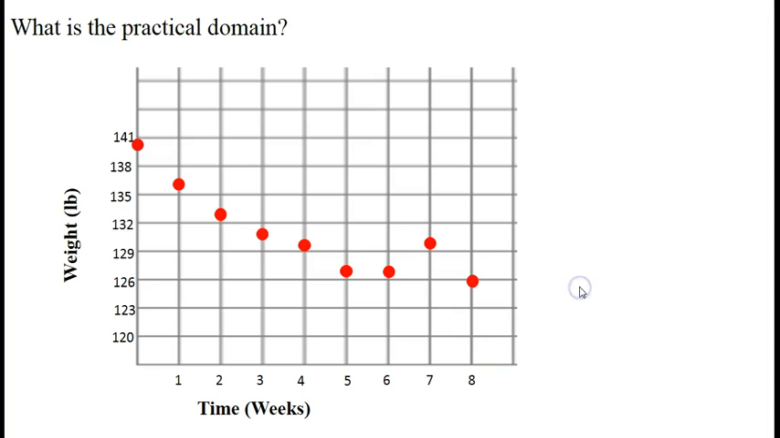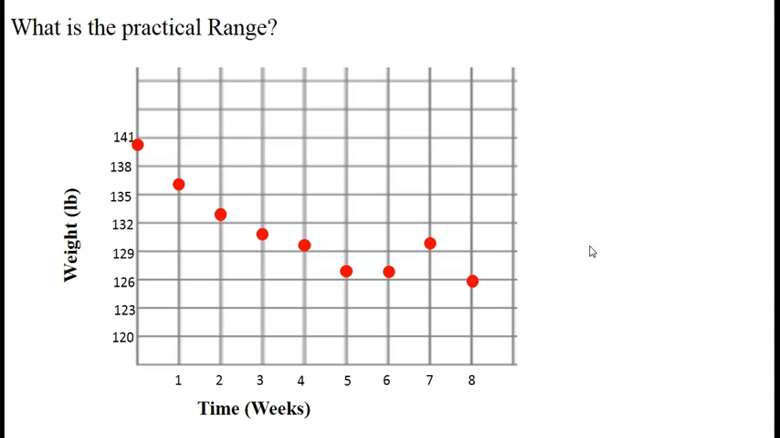All right. What is the practical domain of this? Remember that our domain is our x values. So from left to right, what is our domain? Well, our practical domain is at these points: 0, 1, 2, 3, 4, 5, 6, 7, and 8. So our domain is those 9 points exactly. I'm going to put it in a set: {0, 1, 2, 3, 4, 5, 6, 7, 8}.